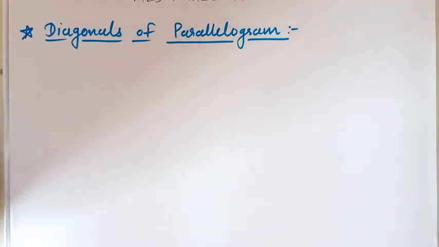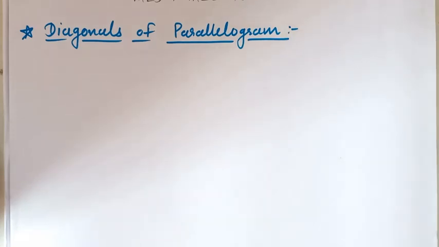One property of the diagonals of a parallelogram is that, in general, the diagonals are not of equal length. Unlike the opposite sides of a parallelogram, which are equal, the two diagonals are not always equal. Further, we will talk about the diagonals of a parallelogram.